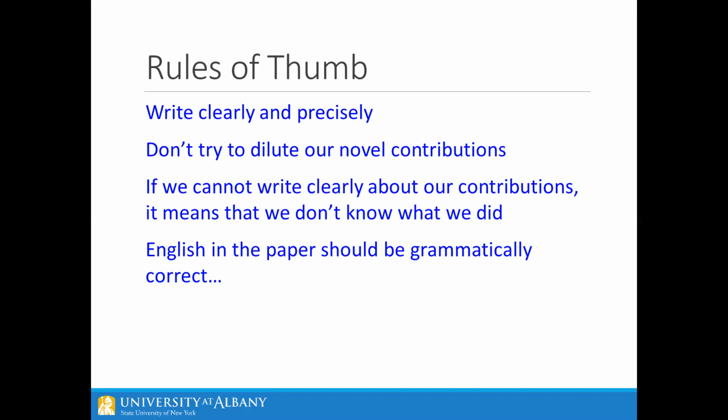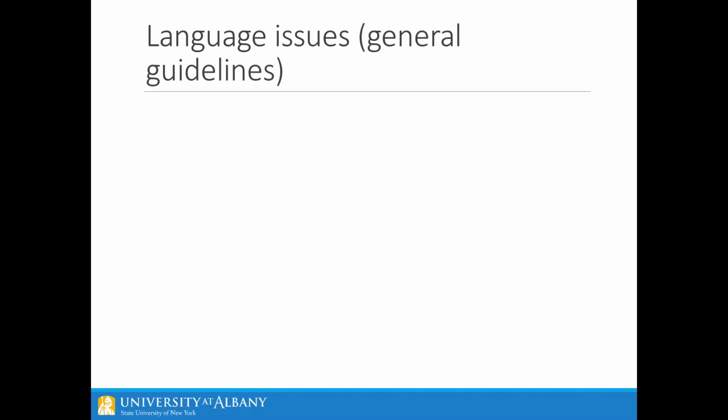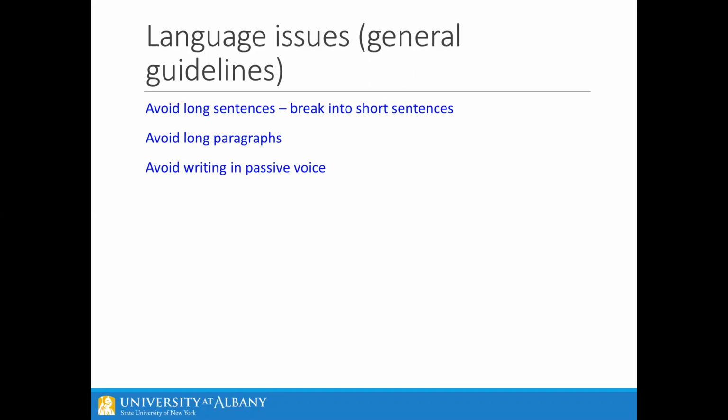English in the paper should be grammatically correct, of course. Appropriate choice of words is very important, and there are some general guidelines about linguistic issues. Although we are not experts in language, we should try to learn from these general guidelines. We should try to avoid long sentences and break them into short sentences. We should not write a sentence that is like one paragraph long. That is not good. We should try to break it into short sentences. Avoid long paragraphs. Avoid writing in passive voice.